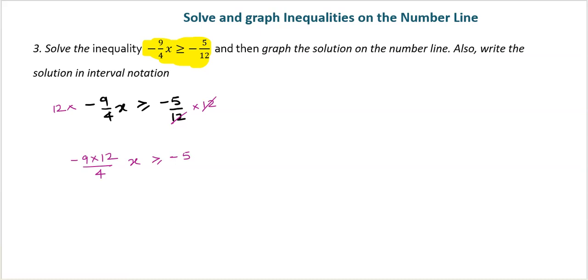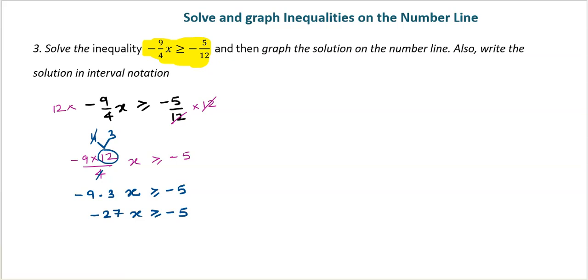Instead of multiplying 12 with 9 here, what you do? Try to simplify 12. Try to see if you can write it as 4 times something. So yes, you can write it as 4 times 3. So this cancels 4 with 4, leaving you with minus 9 times 3, x greater than or equal to minus 5. So minus 9 times 3, let me just write a dot instead. Okay, so minus 9 times 3 is 27, x greater than or equal to minus 5. Okay, so there are no fractions.